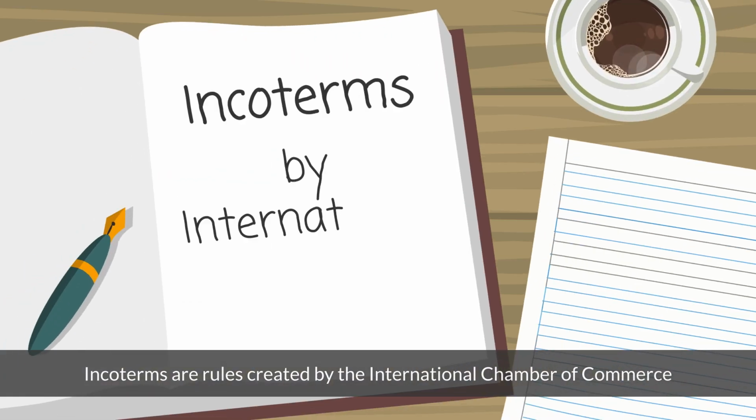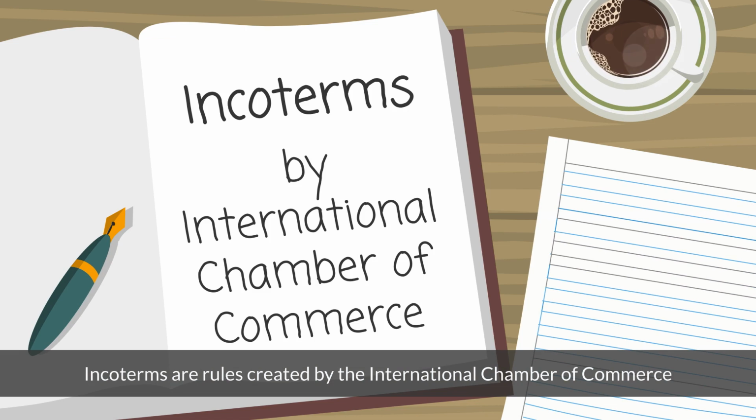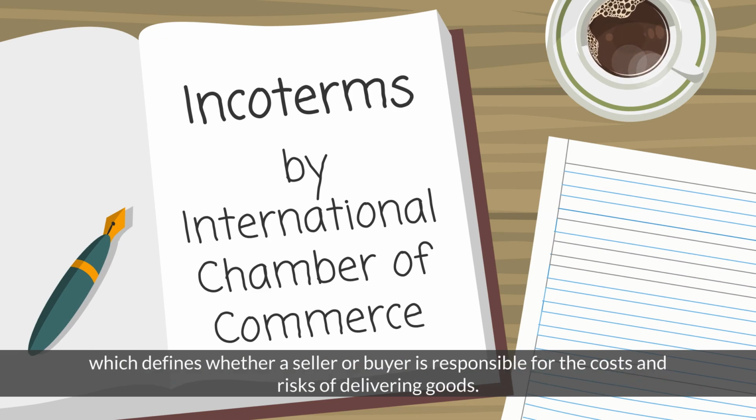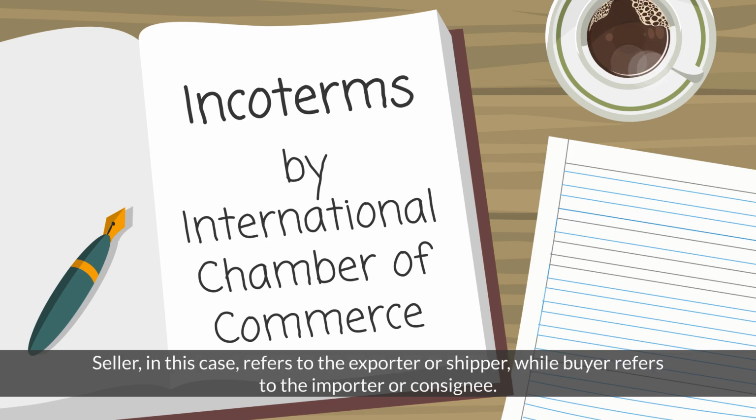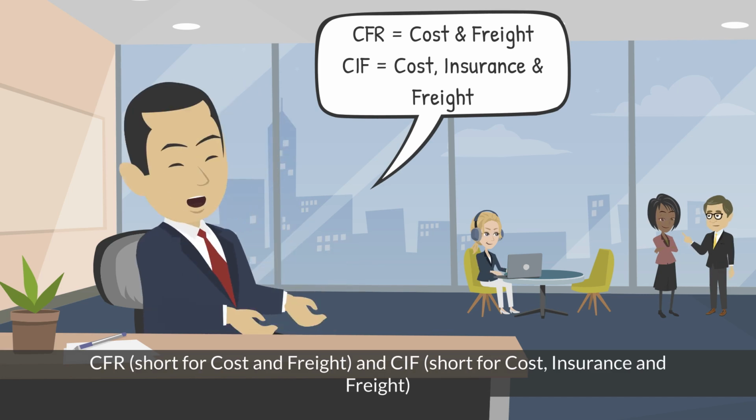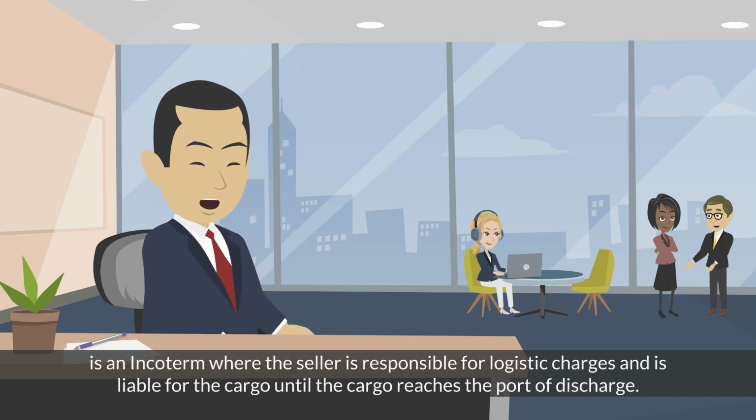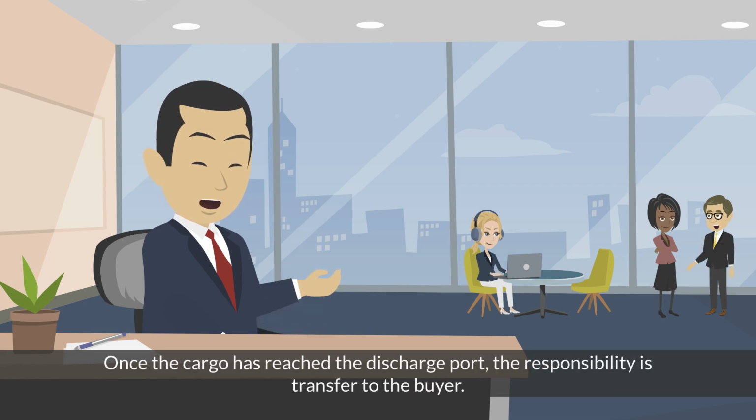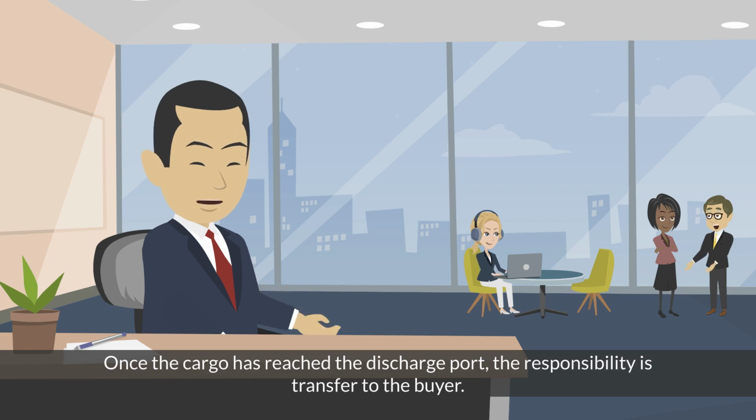Incoterms are rules created by the International Chamber of Commerce, which define whether a seller or buyer is responsible for the costs and risks of delivering goods. Seller, in this case, refers to the exporter or shipper, while buyer refers to the importer or consignee. CFR, short for cost and freight, and CIF, short for cost, insurance and freight, are Incoterms where the seller is responsible for logistic charges and is liable for the cargo until the cargo reaches the port of discharge. Once the cargo has reached the discharge port, the responsibility is transferred to the buyer.